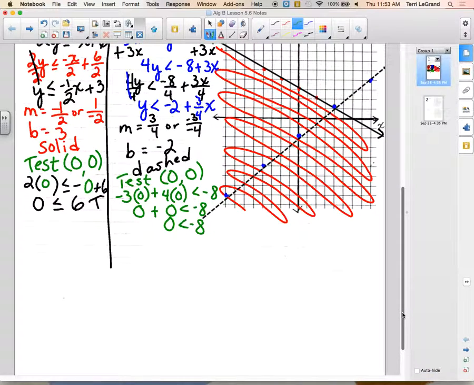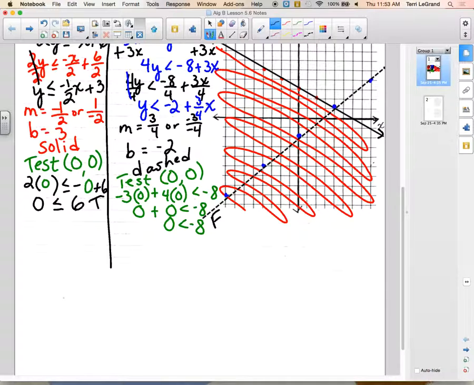And I get the statement 0 is less than -8. That is false. Okay, 0 is not less than -8. So I'm going to shade. So 0, 0 is right here.